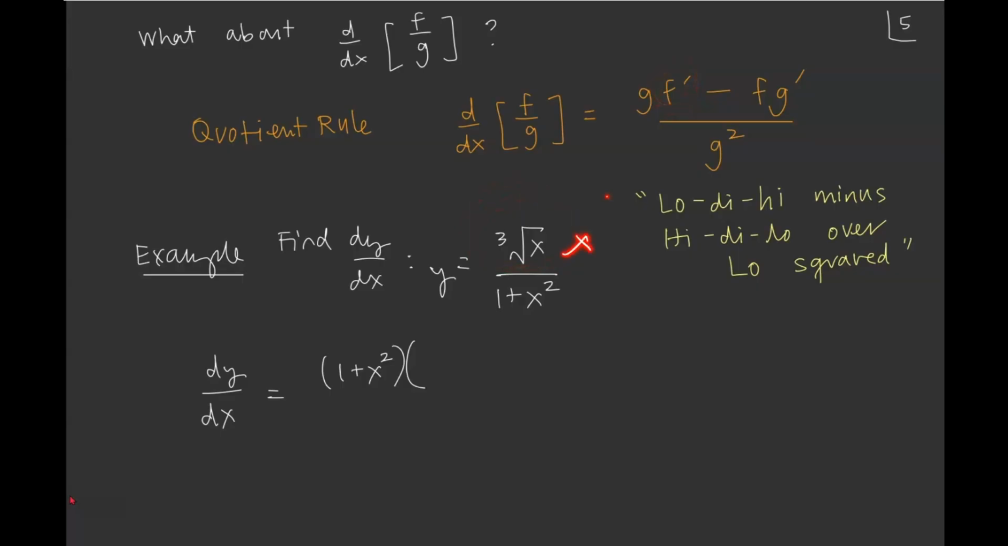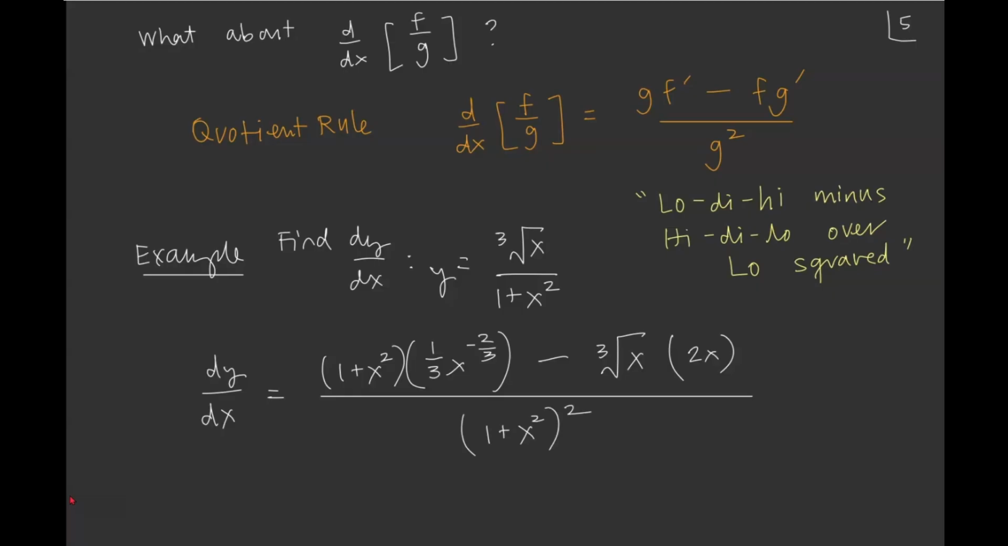So this is the same as x to the 1/3, and we just an example ago we looked and we decided that derivative of that was 1/3 x to the minus 2/3. So we've got this much of it, low d high minus high d low. Okay, the derivative of 1 plus x squared is just 2x all over low, 1 plus x squared, squared. That's it. So low d high minus high d low over low squared.